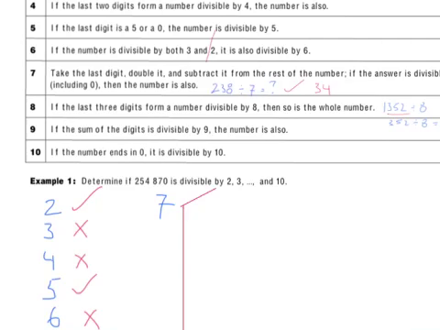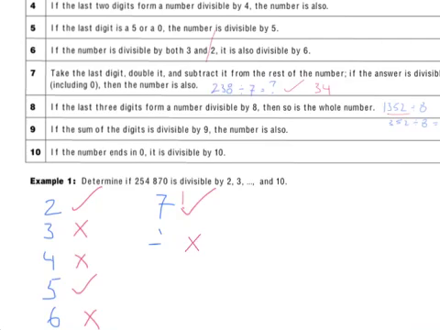Okay. Number 8. We're just going to look at the last 3 digits, and that's 870. Well, 870 is not divisible by 8, so 8 will not work. And if you're wondering how I got that, I look at 870. I know 800 is divisible by 8, but 70 is not. If it was 880, then it would work. Unfortunately, it does not work in this case.